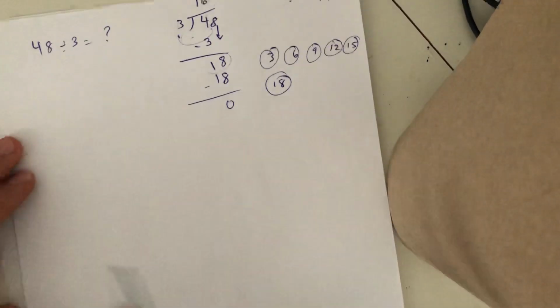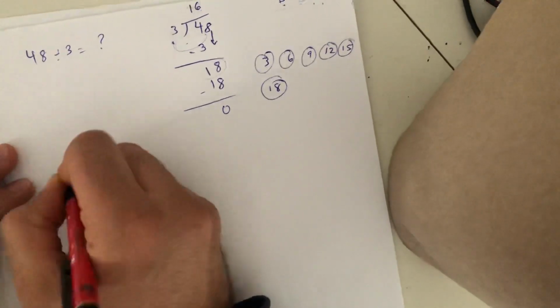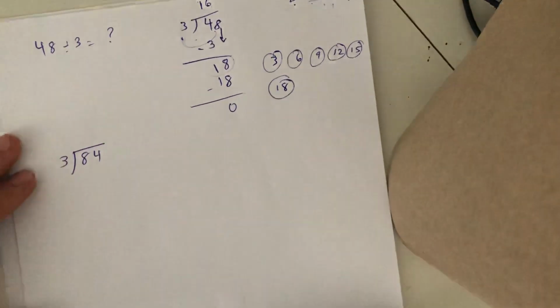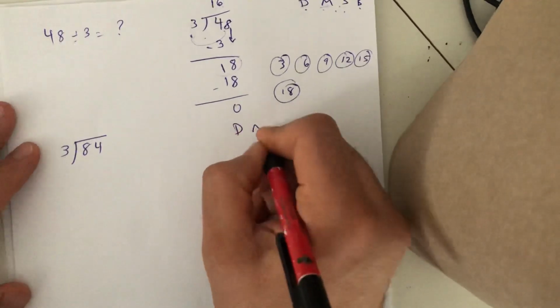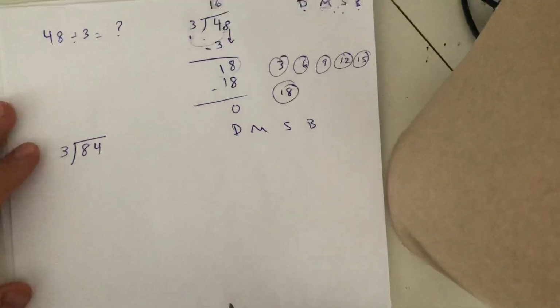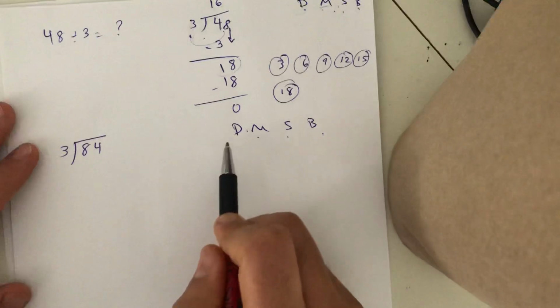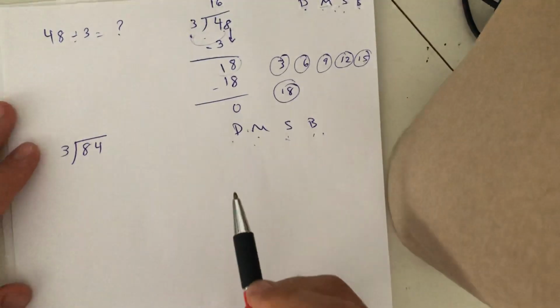I'll give you one more example. 84 divided by 3 is equal to what? DMSB, so I do not forget. Dead monkey smell bad. Divide, multiply, subtract, bring down.